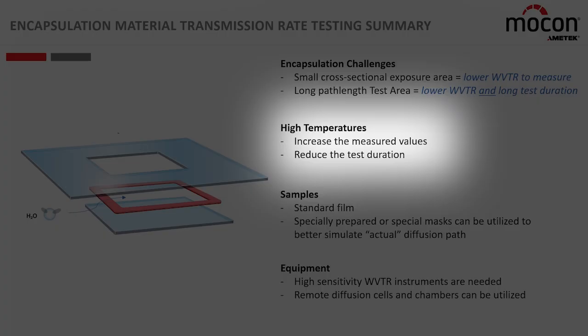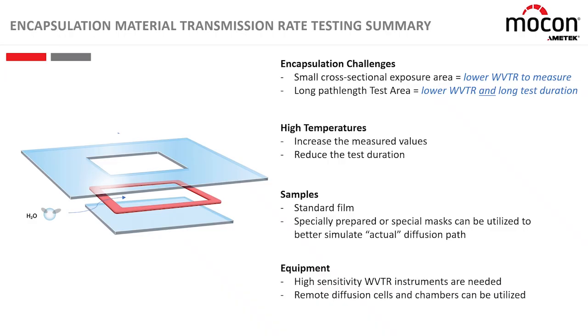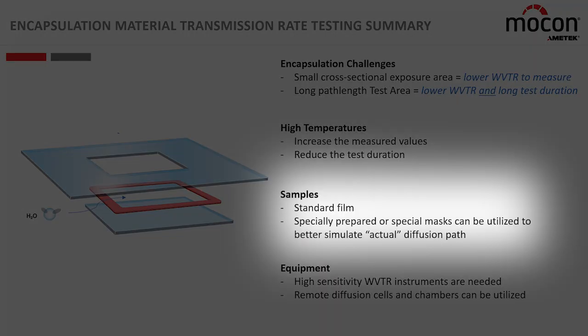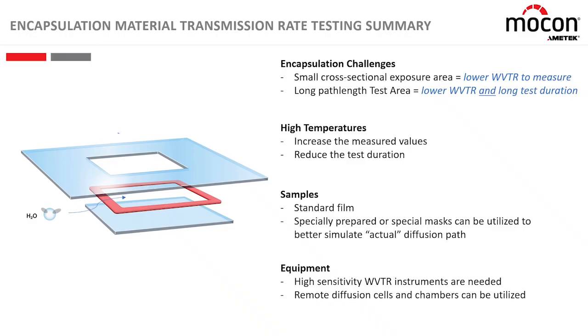And as I showed with that graph of 85, then 50, then 23, it can also reduce the test duration, can make a faster test as those molecules are moving faster. That's a strategy that's often employed. You can look at materials as a standard film and measure it that standard way. Or maybe you make these specially prepared masked materials, or like the panel that I had where you're looking at the edge through the adhesive around that, through that little mock-up of a solar panel or electronics panel, because that may better simulate the actual diffusion path and the like.